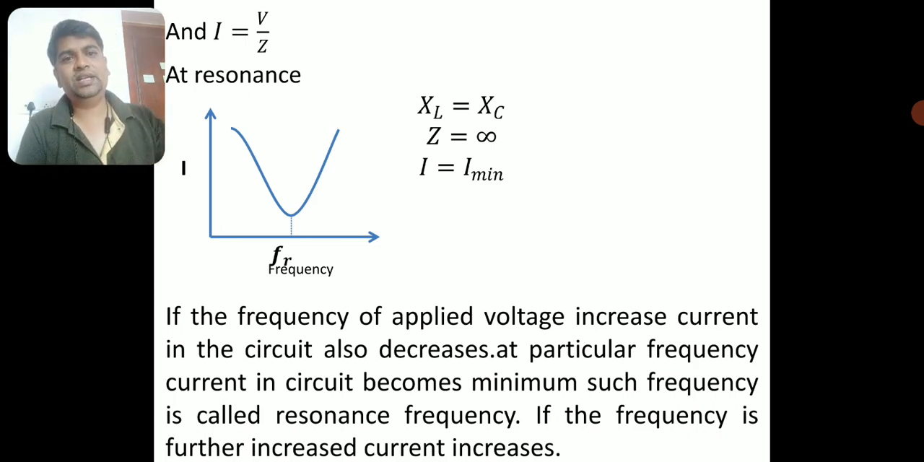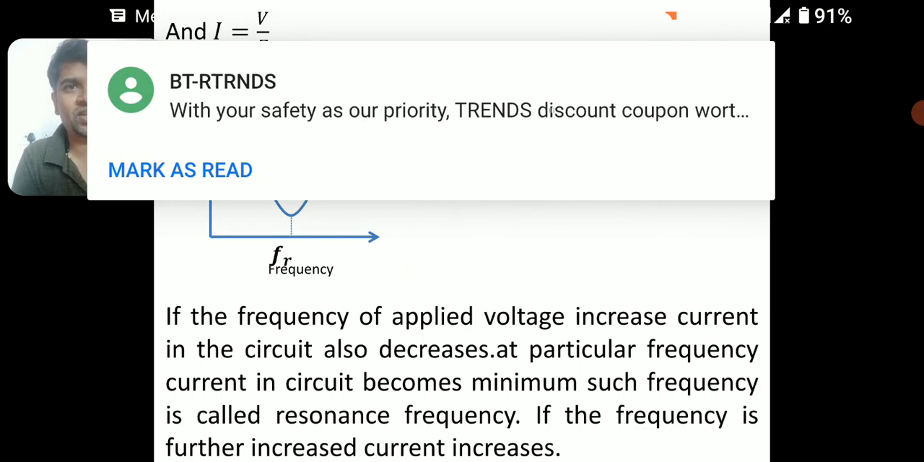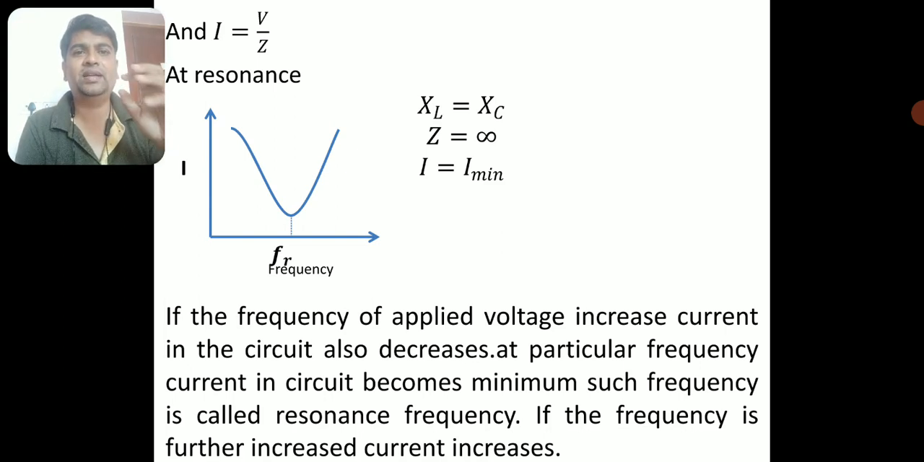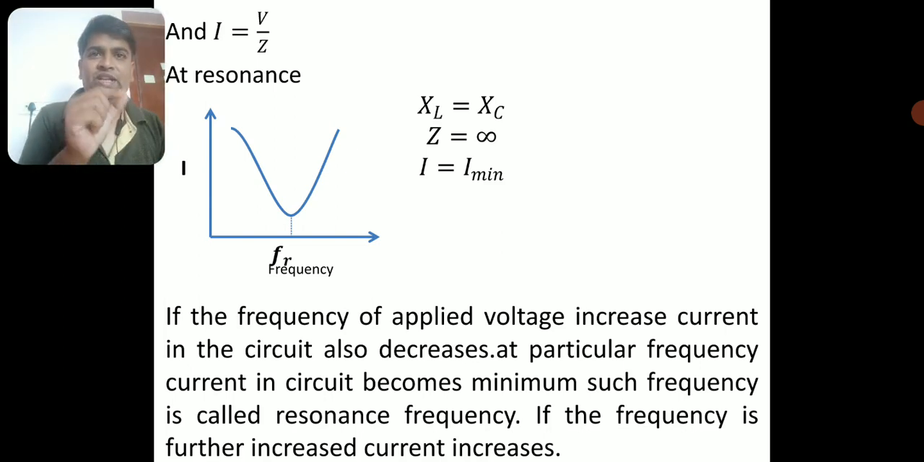If you further increase the frequency of the applied voltage after reaching the resonant frequency, then the current in the circuit increases. This is the nature of the curve in the case of a parallel resonance circuit. So fR is where you get a dip, and that particular frequency is the resonant frequency. I have drawn a vertical line at the dip and I am looking at the corresponding frequency on the X axis, and that corresponding frequency is the resonant frequency.